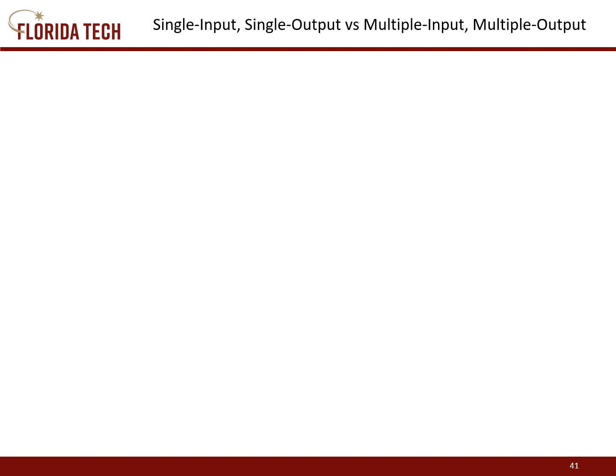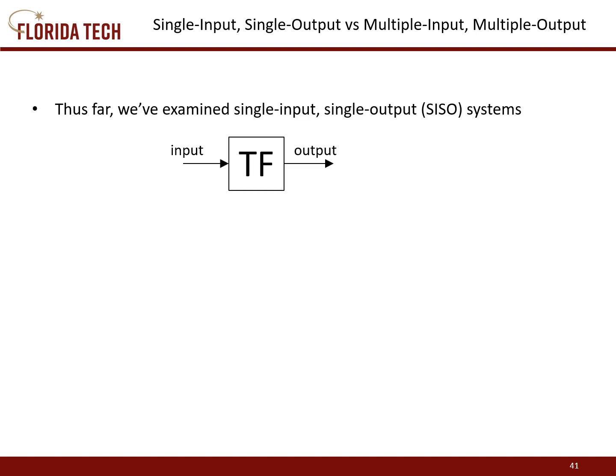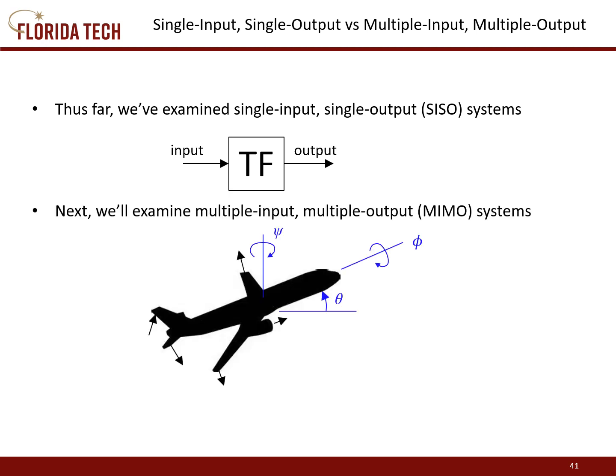Now let's discuss the difference between a single input, single output system versus a multiple input, multiple output system. So thus far we've really looked at the transfer function, which is one input with a transfer function, one output. So we call that a SISO system. But we know that airplanes have multiple inputs, right? We have elevator, aileron, rudder, thrust, and we have multiple outputs. We have speeds, we have rotations, we have angles. So the airplane or aircraft are really multiple input, multiple output systems.